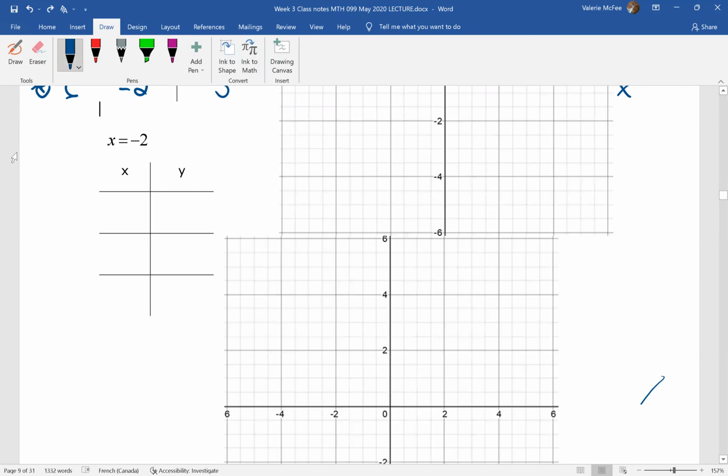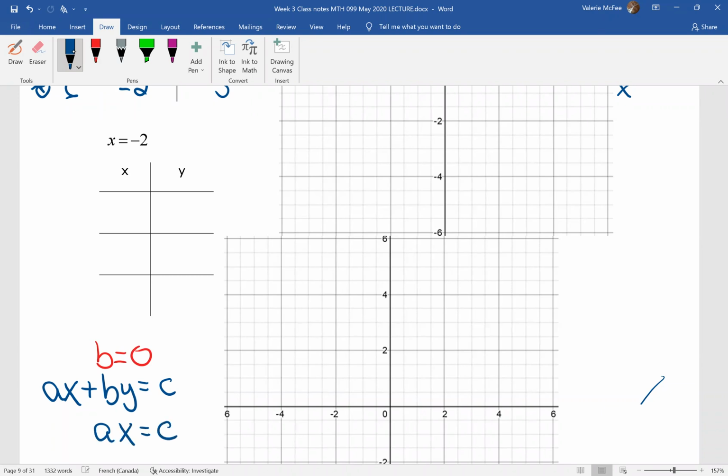Good enough. In this one, x equals -2. So if we go back to our standard form for the equation of a line, x equals -2. That means that b must equal 0. And we're left with a equals 1 and c equals -2. It's still the equation of a line.